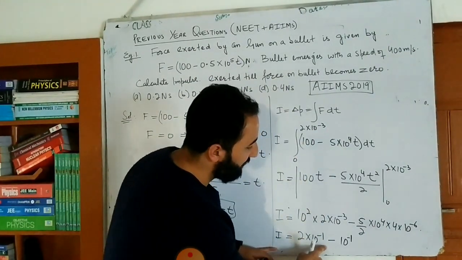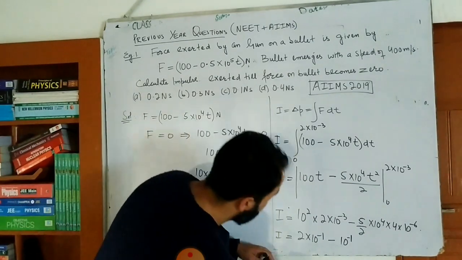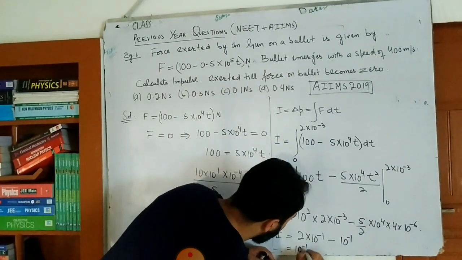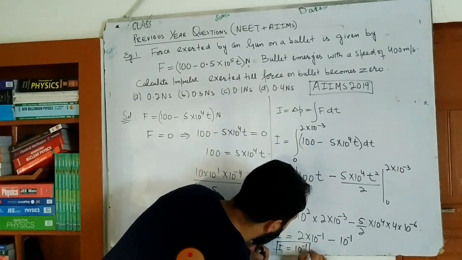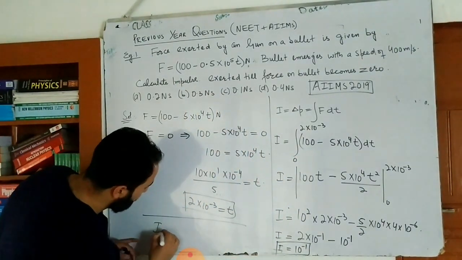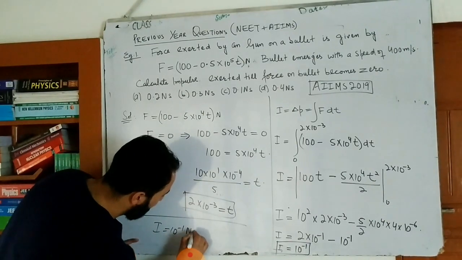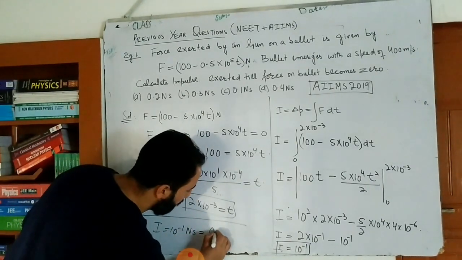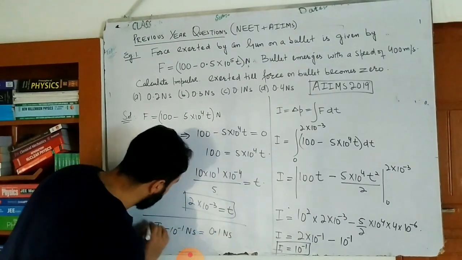Now 2 into 10 raised to the power minus 1 minus 1 times 10 raised to the power minus 1 is simply equal to 10 raised to the power minus 1. So impulse is this. Finally you can write down the answer here: the impulse is equal to 10 raised to the power minus 1 Newton second, or it is equal to 0.1 Newton second. That is the answer.